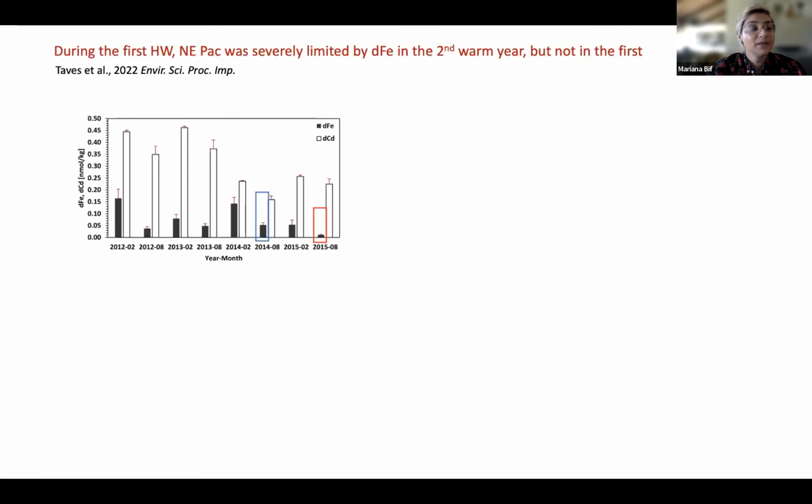But then this year, Taves and collaborators released this paper saying that really during the first heat wave, the Northwest Pacific was severely limited by iron in the second warm year, but not in the first. So I was a little bit wrong on the recycling iron, because what they say is that in the first year, there was a little bit of a lateral transport from the continental shelf, bringing dissolved iron.